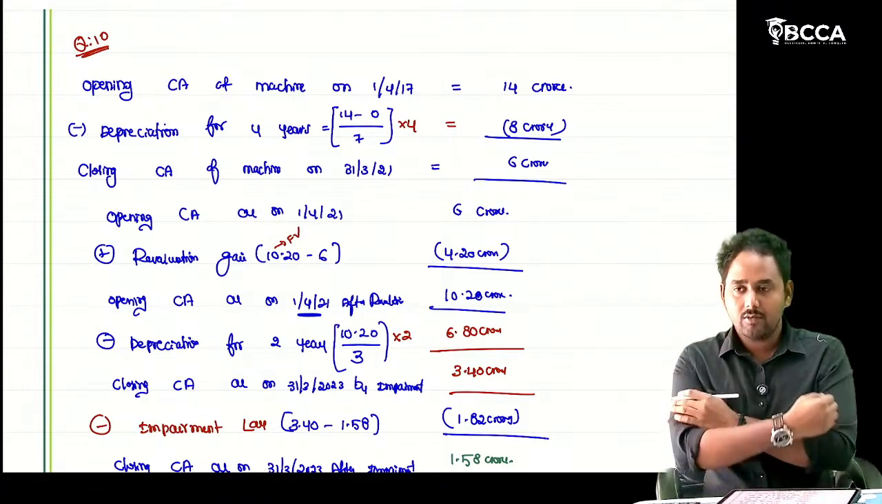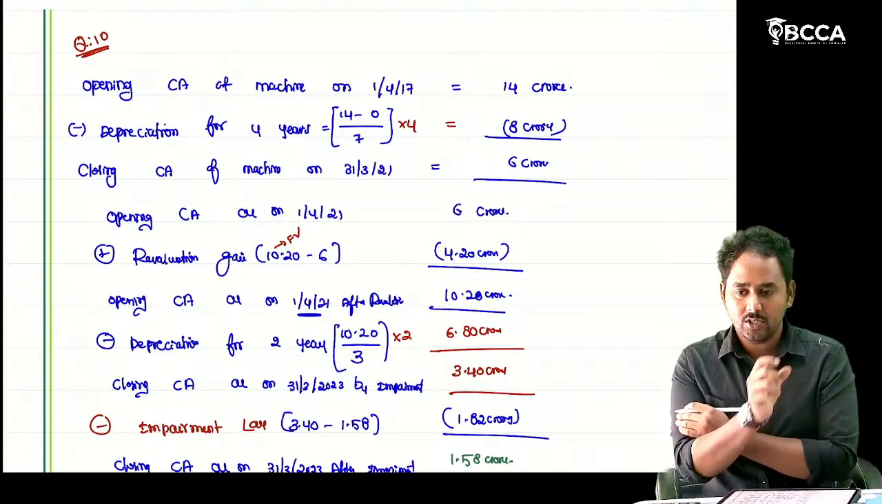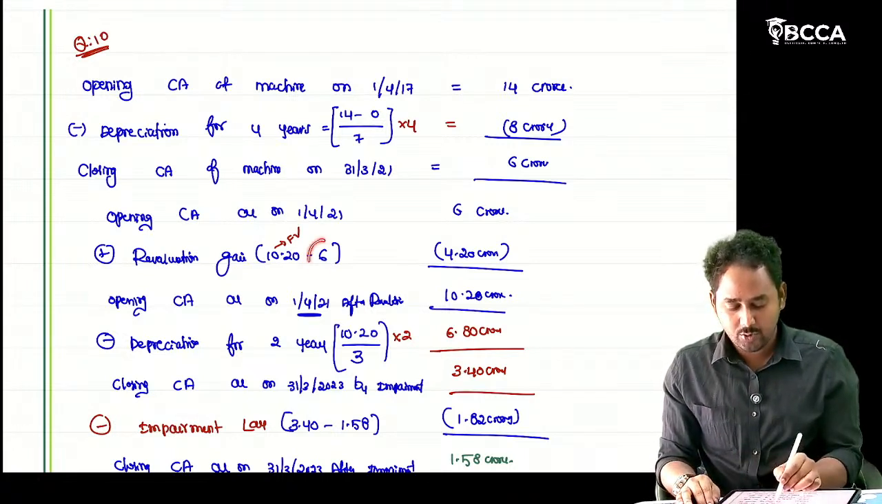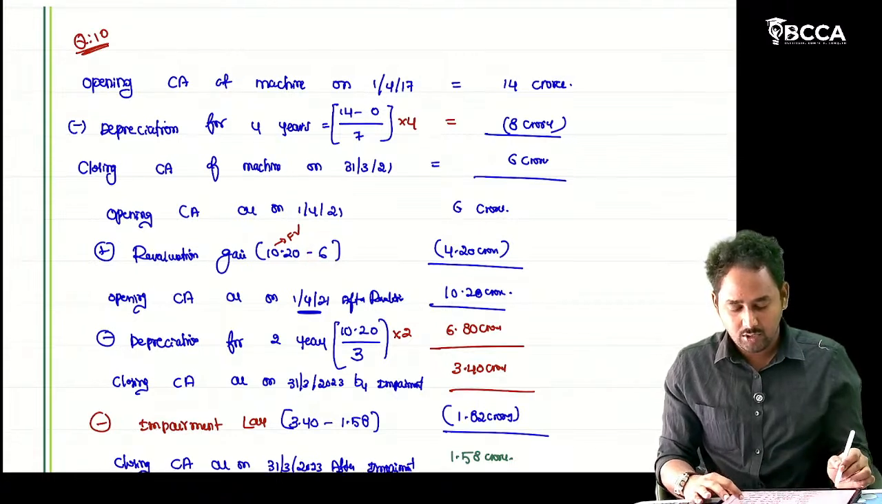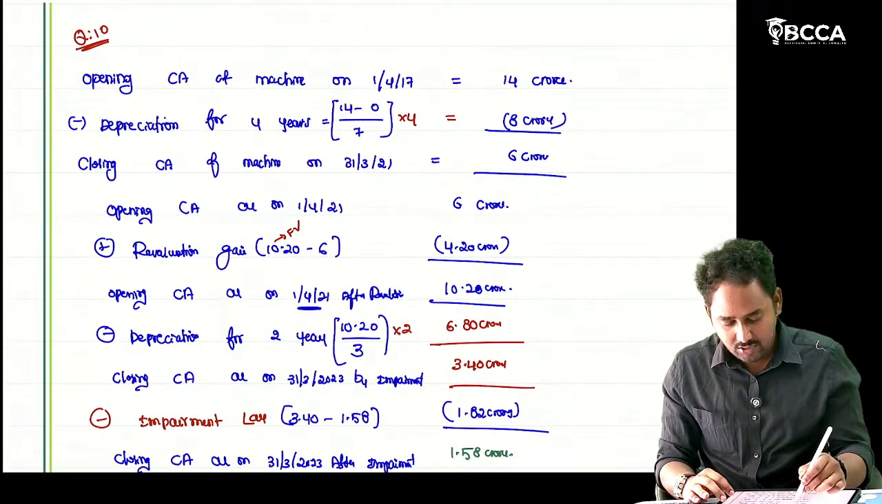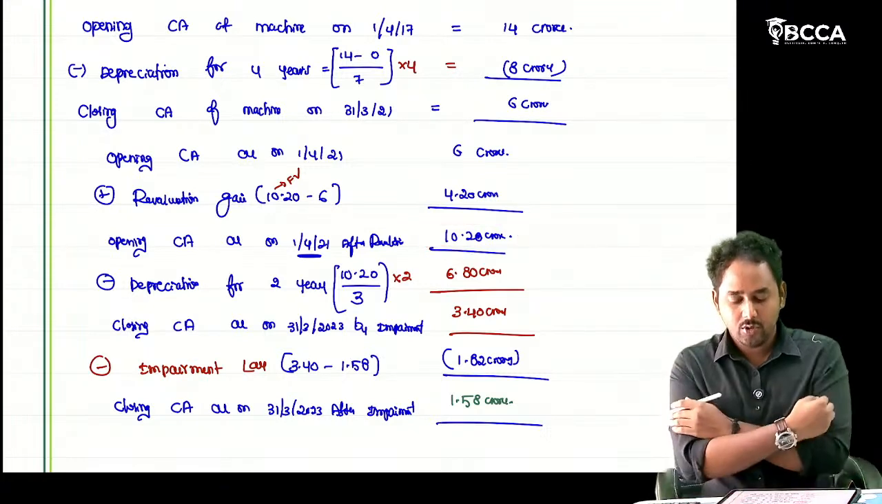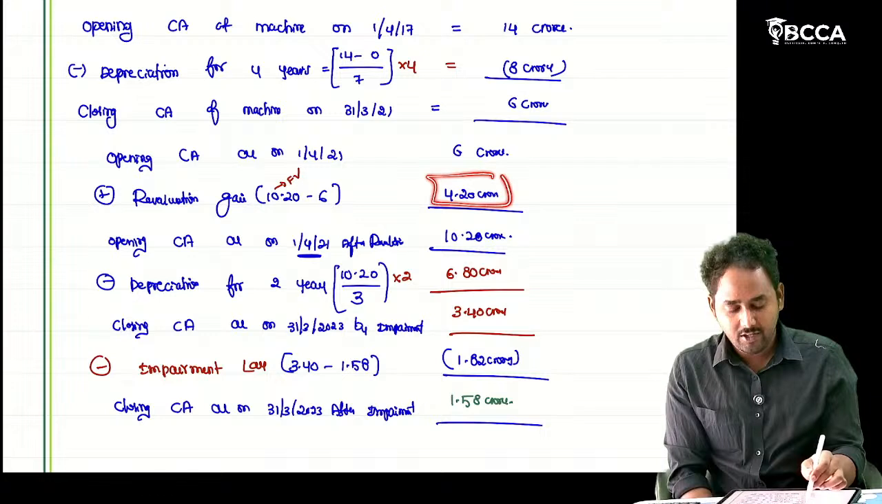Okay. So always I need to provide the revaluation at the beginning of the year. So fair value 10.20 minus carrying value 6. So I need to give revaluation gain of 4.20. Then the asset becomes 10.20 after including the revaluation gain of 4.20.